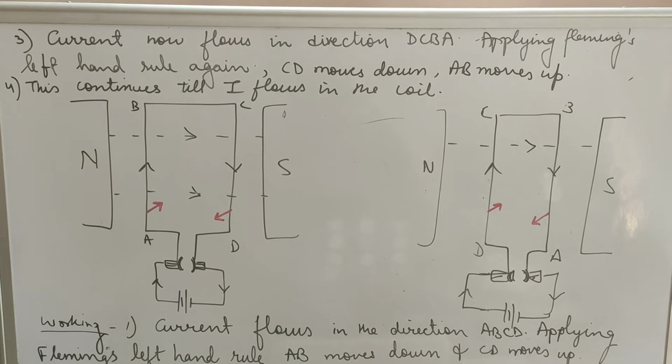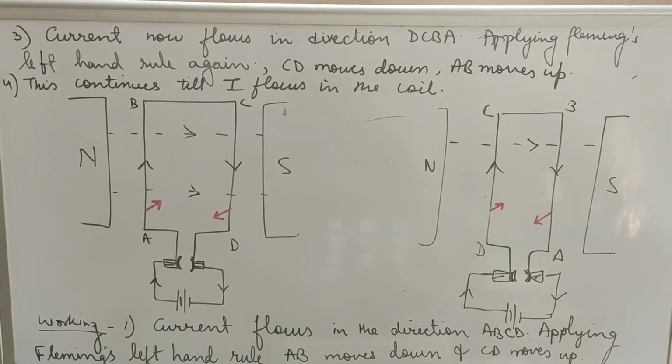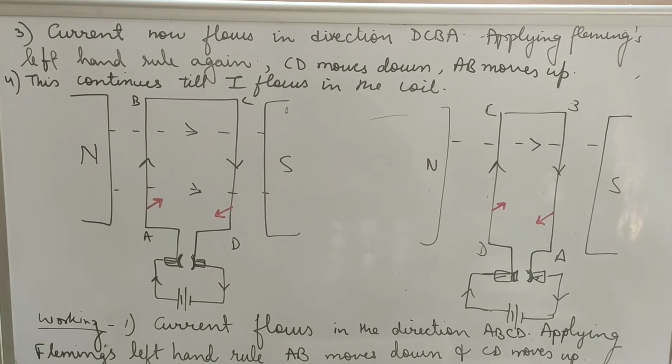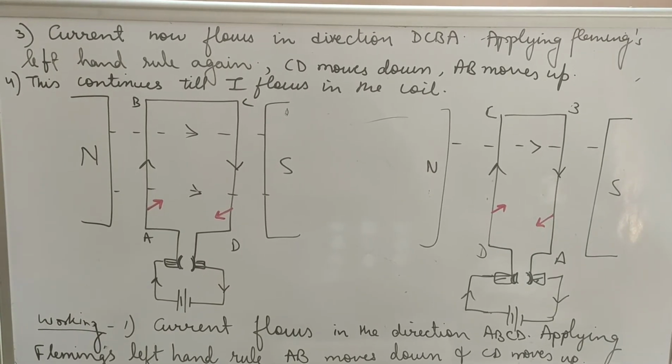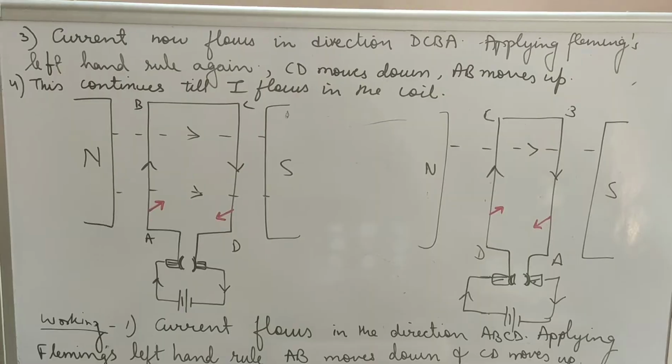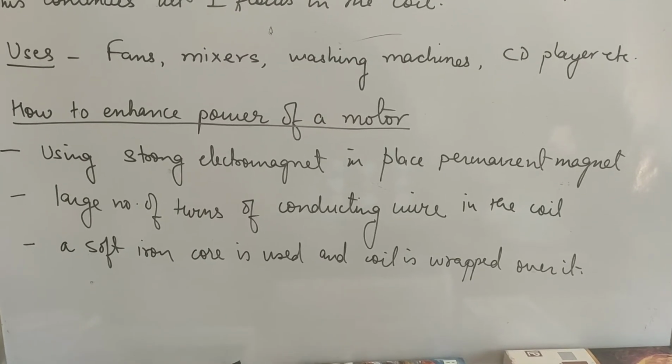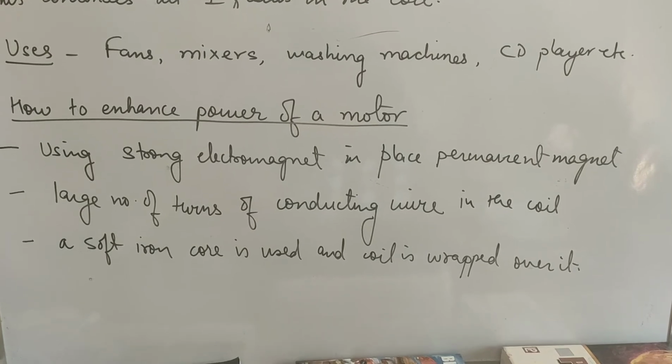Okay, so after half rotation the current flows in direction DCBA, and now applying Fleming's left hand rule, CD is moving down, AB is moving up, and this will continue till the current flows in the coil. So motors are used in fans, mixers, washing machines, CD players, etc.